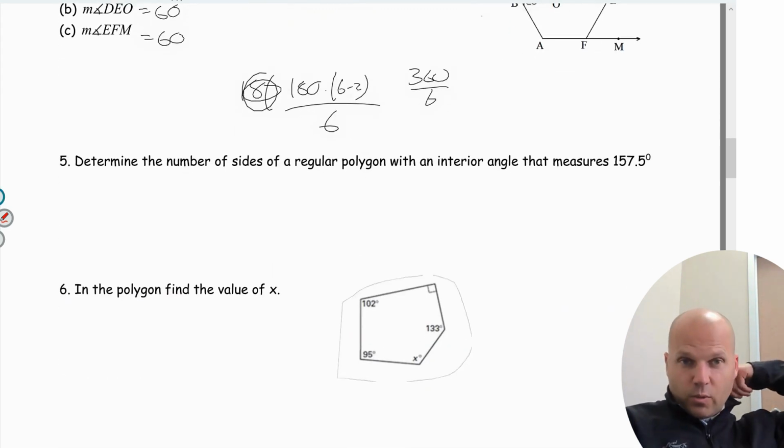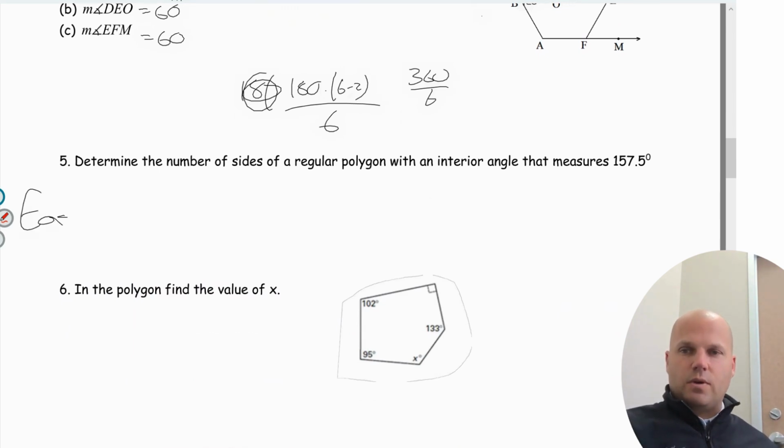Okay, the way I like to do this problem is different. I'll call this the easy way, which is if the interior angle is this, the exterior angle has to be the complementary 180 minus this, so 22.5.